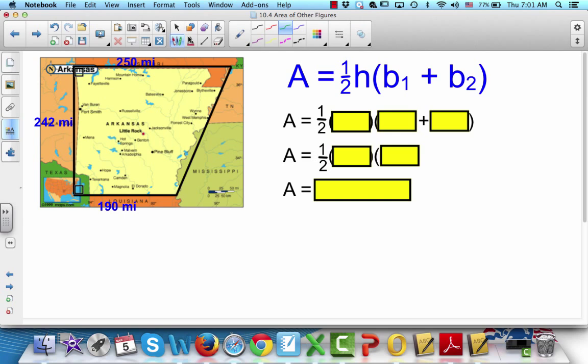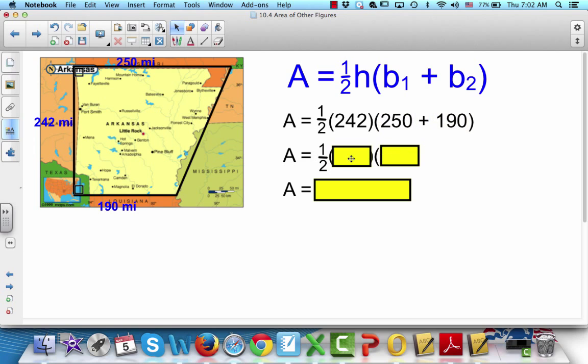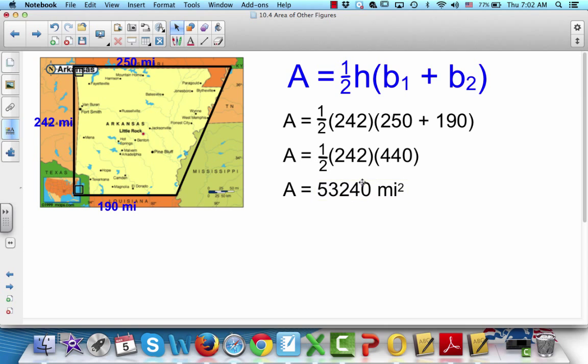So we go 1/2 times the height. What's the height? 242. And base 1, 250. That makes base 2, 190. We take care of the parentheses first, so that means that we add 250 and 190, and that makes 440. And then we multiply all that out, and we get an approximate area for the state of Arkansas of 53,240 miles squared.